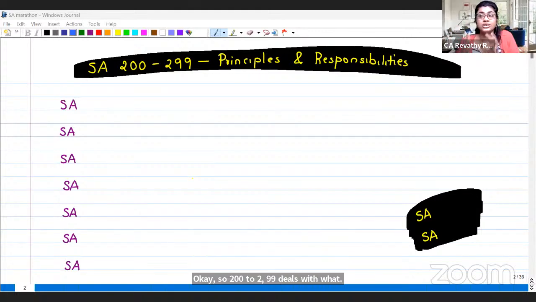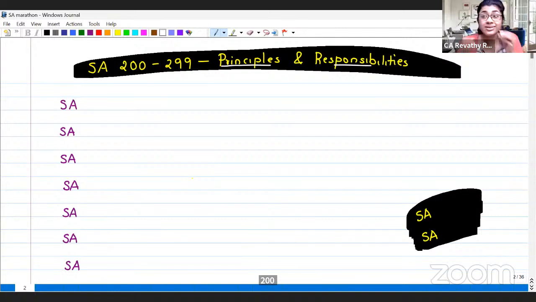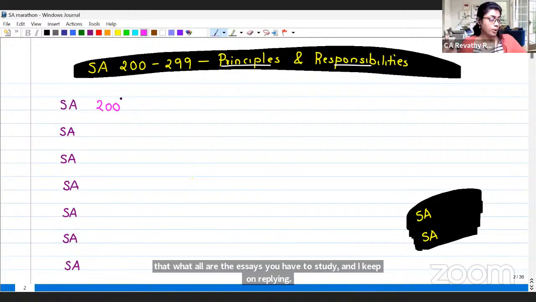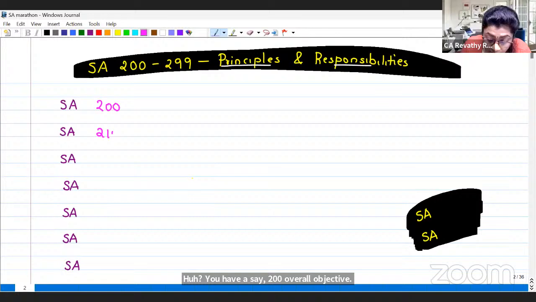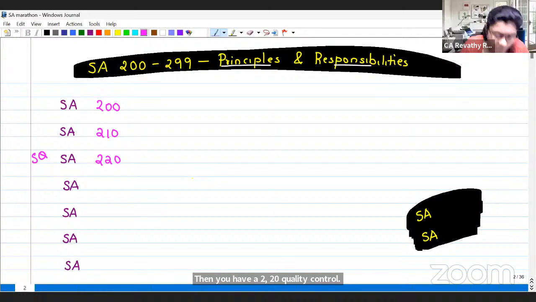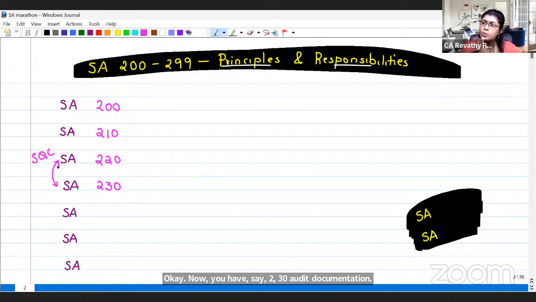The 200 series deals with auditors' basic principles and auditors' basic responsibilities. What are the standards you have to study? You have SA 200, overall objectives. Then SA 210, agreeing on the terms of engagement. Then SA 220, quality control. SQC is also there. Now SA 230, audit documentation. These two standards are interconnected. How? If a CA firm does not maintain proper documentation, the quality control of the firm is poor.